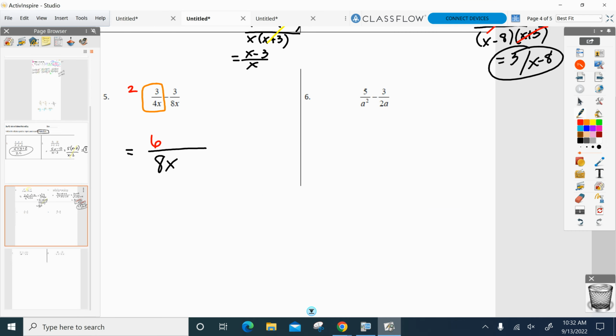What is in the denominator of the second fraction? 8x. And what's in my common denominator? 8x. I don't need to do a darn thing. Numerator stays the same. Minus 3. So I have 3 on top, 8x on the bottom. Any reducing from you guys? Nope, we're done.